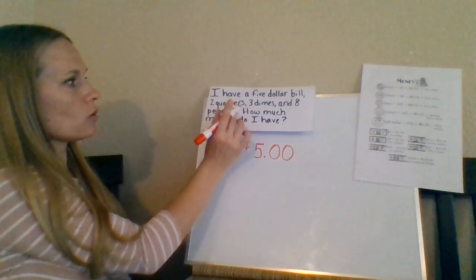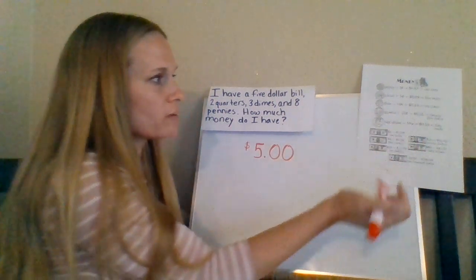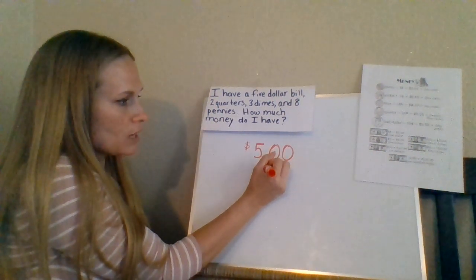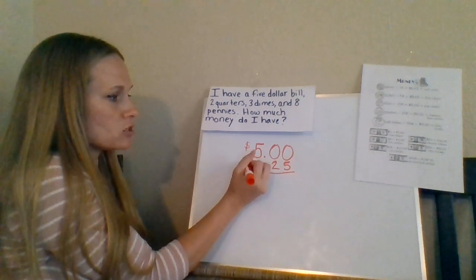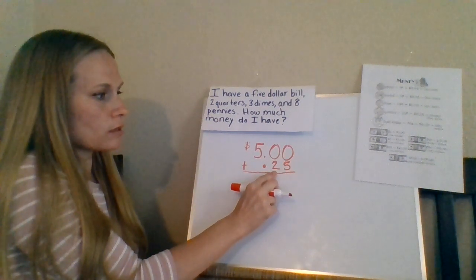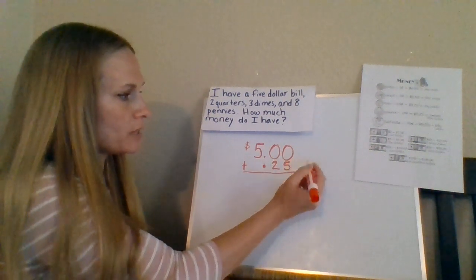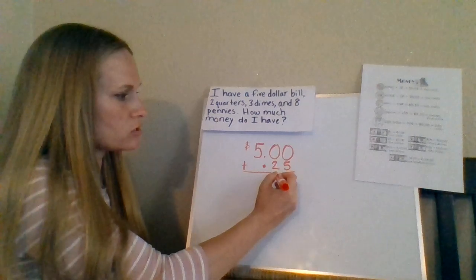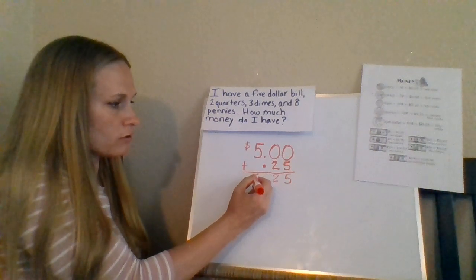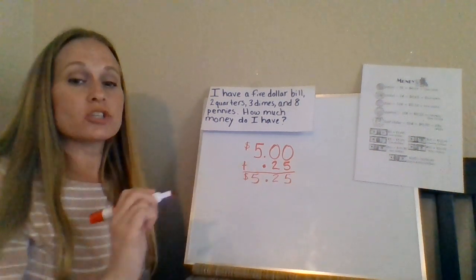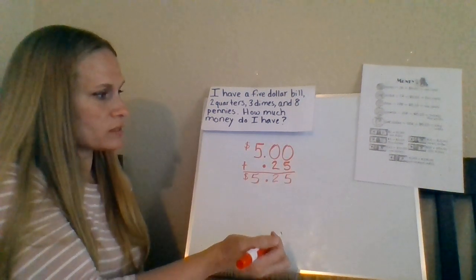Next it says 2 quarters. If I look at my money chart, I see that a quarter is 25 cents. So I'm going to add 2 quarters to $5. I'm going to start by adding 1 quarter so that I don't make silly mistakes. I only want to add 2 numbers at a time. 0 plus 5 is 5. 0 plus 2 is 2. Make sure you bring down your decimal and bring down your 5. It is extremely important that you always keep your decimals lined up. That keeps your place values lined up.